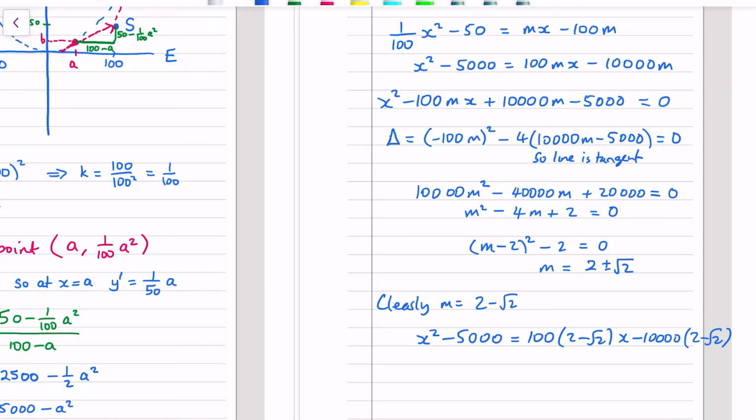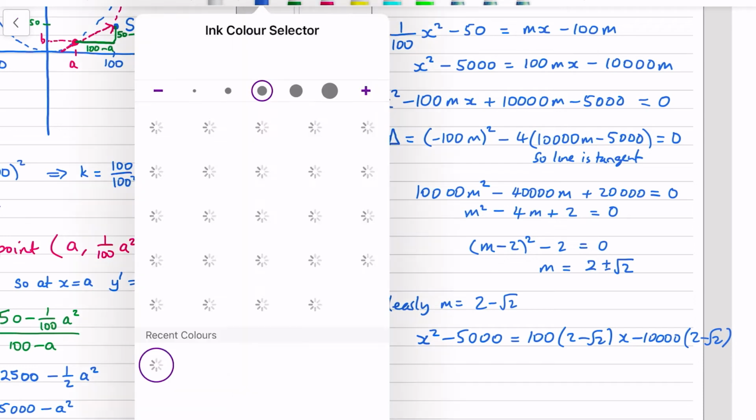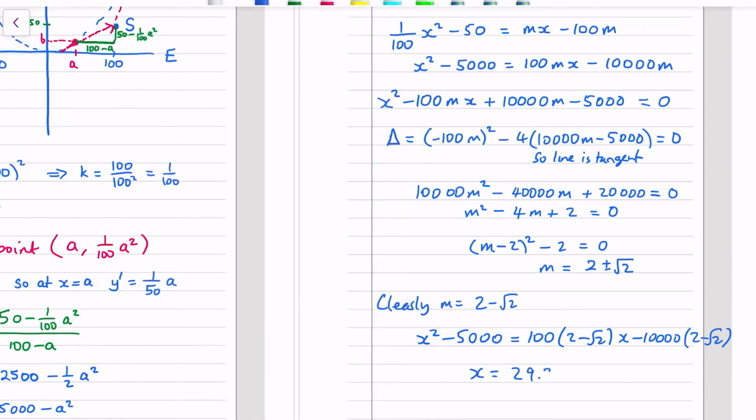And I'm just going to cheat, I'm just going to bang this into the graphics calculator as a polynomial, degree 2, 1 x squared, minus 100 lots of 2 minus root 2 for the x, and then minus 5,000 plus 10,000 lots of 2 minus root 2, and it gives me x equals 29.29 repeated, which is a good sign, right? If I had rounded that 2 minus root 2, it might have given me two solutions that were very close together, but because I kept it as 2 minus root 2, the calculator recognized it and gave me a repeated solution, which it should have, and that was the same one as before.